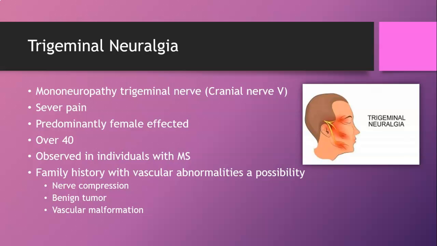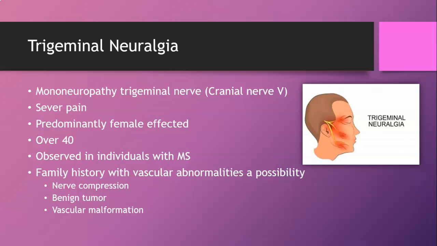So trigeminal neuralgia, mononeuropathy, trigeminal nerve, cranial nerve 5, severe facial pain. This is very debilitating. It predominantly affects females over the age of 40, and it's observed quite frequently in individuals with MS, and we know women are disproportionately affected by MS.